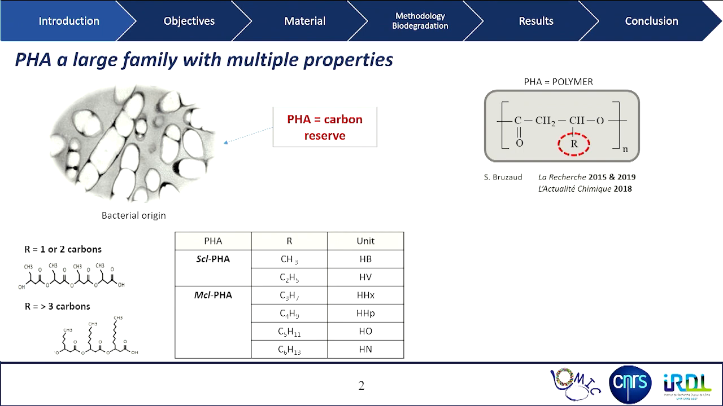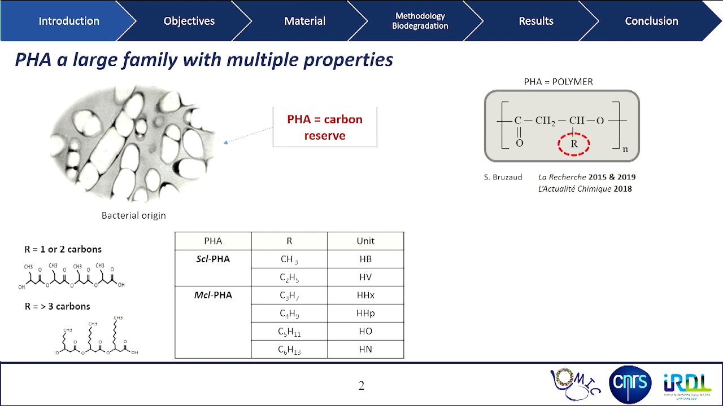The second type of PHA we can find is when they have more than 3 carbons. This is the medium chain PHA, and we can find many subunits in those PHA according to the number of carbons still. And we will find homopolymers of short chain, like PHB, 100%, or we can find different copolymers composed of HB and HV, or copolymers of medium chain composed of HO or HHX.